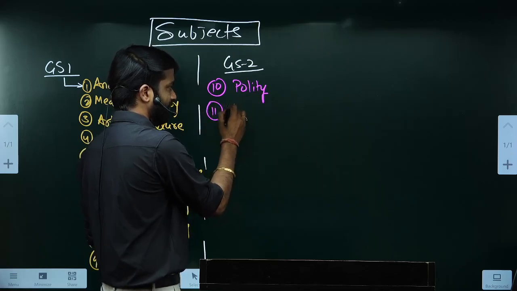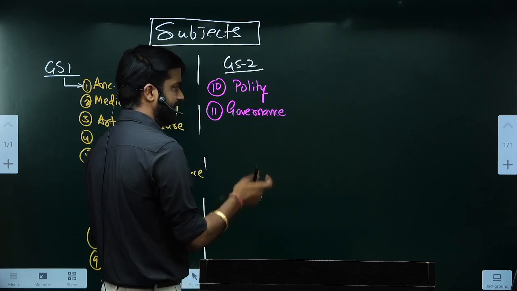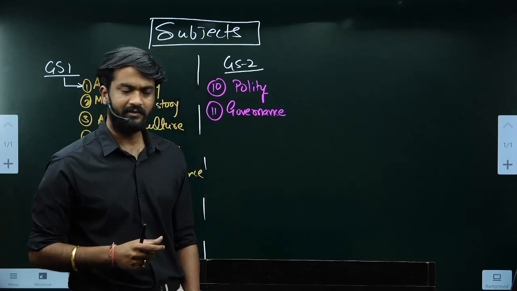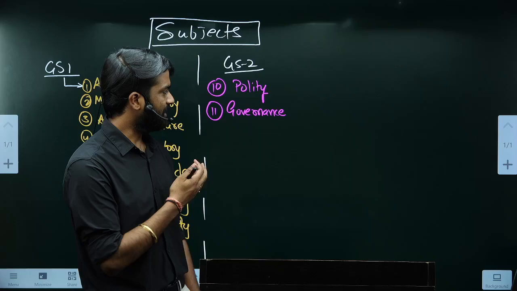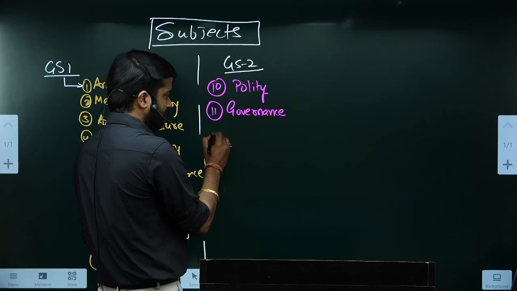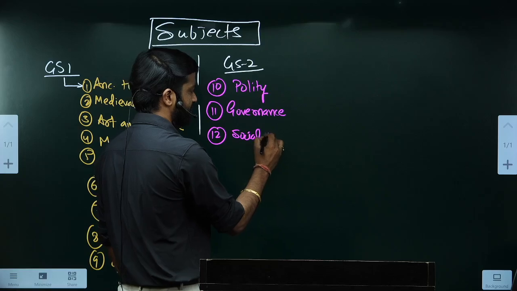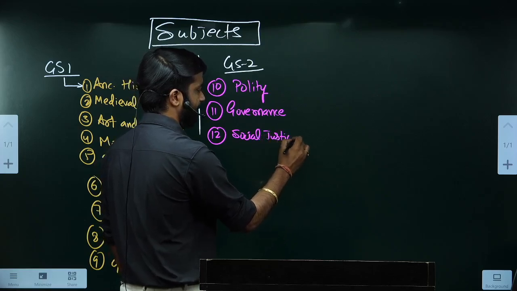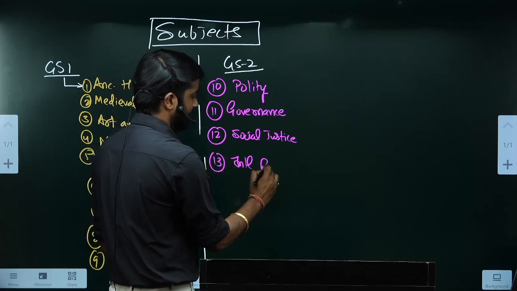Then along with polity we have to prepare governance, and let me tell you, both are different. Here we will talk about good governance. Here we will talk about RTI. Here we will be talking about corruption, the criminal justice system, etc. Now, after this, you will be preparing social justice as a subject, and then international relations.